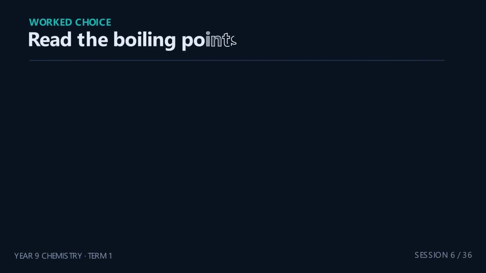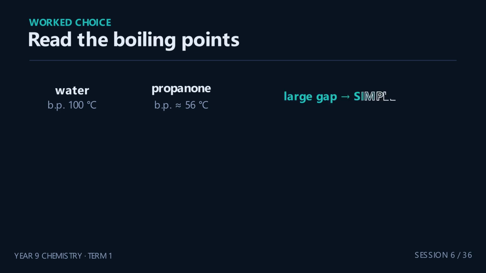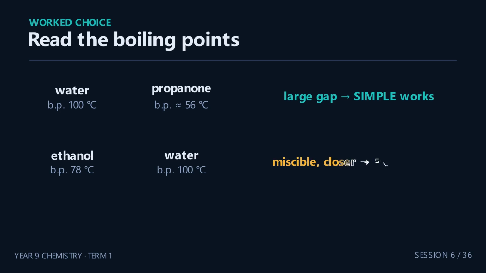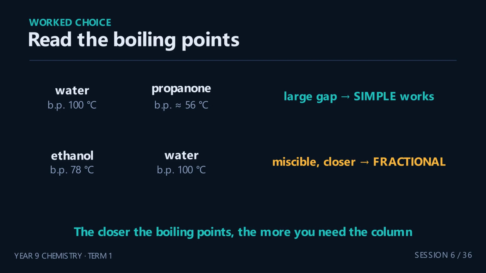Let's practice choosing. Water boils at 100 degrees Celsius, propanone at about 56. That difference is large, so simple distillation gives a useful separation. But ethanol and water, they are miscible. Their vapors contain both components, and their boiling points are closer, so fractional distillation is the better choice. The rule: the closer the boiling points, the more you need the column.